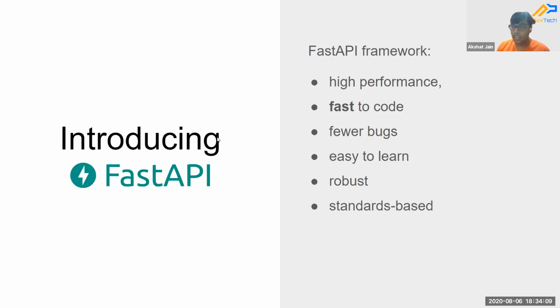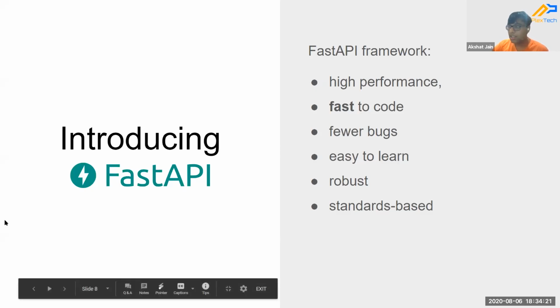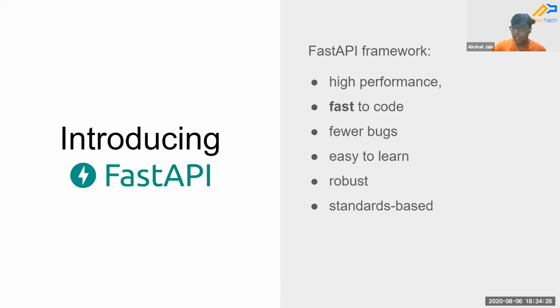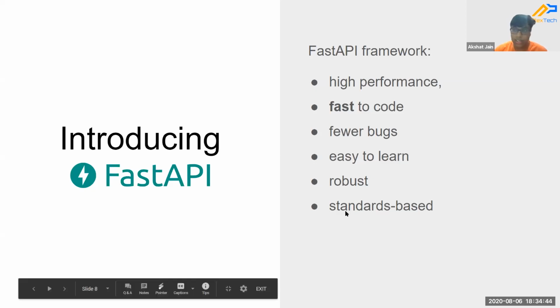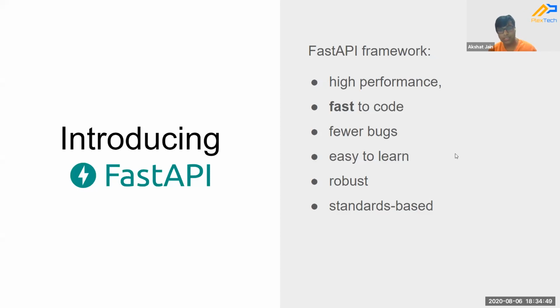It's also fast to code, increasing the speed of developer feature development by about 200% to 300%. That's from the Fast API website: coding a Fast API REST API server will be about 300% faster. It also reduces 40% of human-induced errors, so that's really great. And there's great editor support. VS Code supports it, Atom supports it. There's great editor support everywhere. I can go on and on about how Fast API is the best server ever. It's one of the best frameworks.